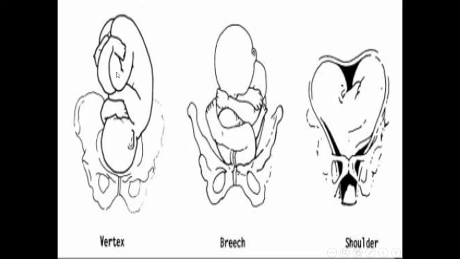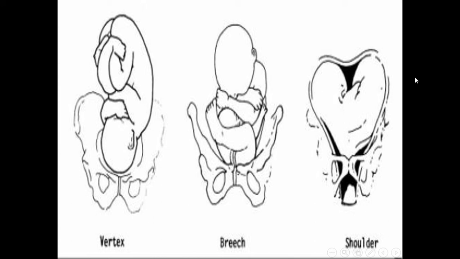So we have two lies, longitudinal and transverse. In the longitudinal lie, we have two presentations: cephalic presentation and breech presentation. Cephalic presentation is because the lower part of the baby, the first part touching the pelvic inlet, is the head. And the shoulder presentation is when the lower part of the baby touching the pelvic inlet is the shoulder, in transverse lie.